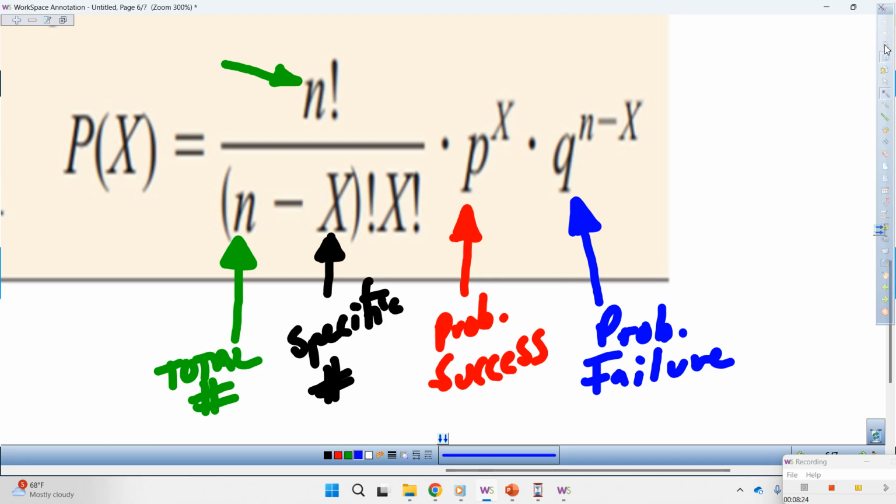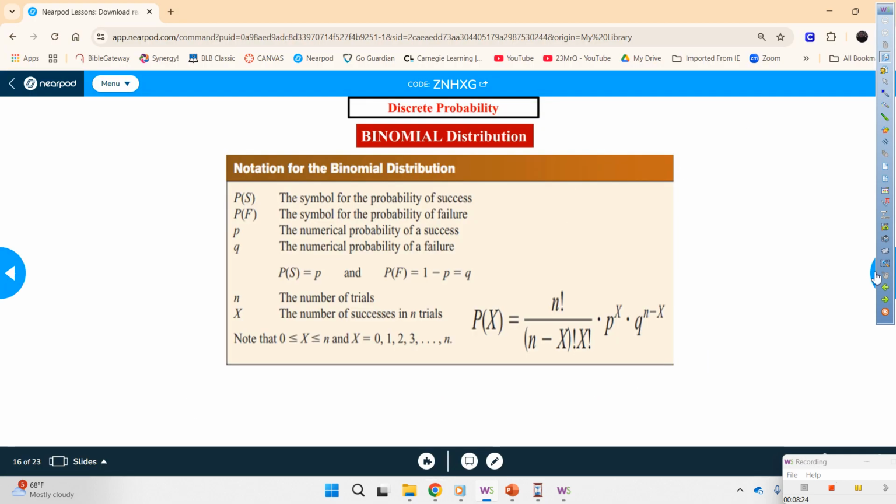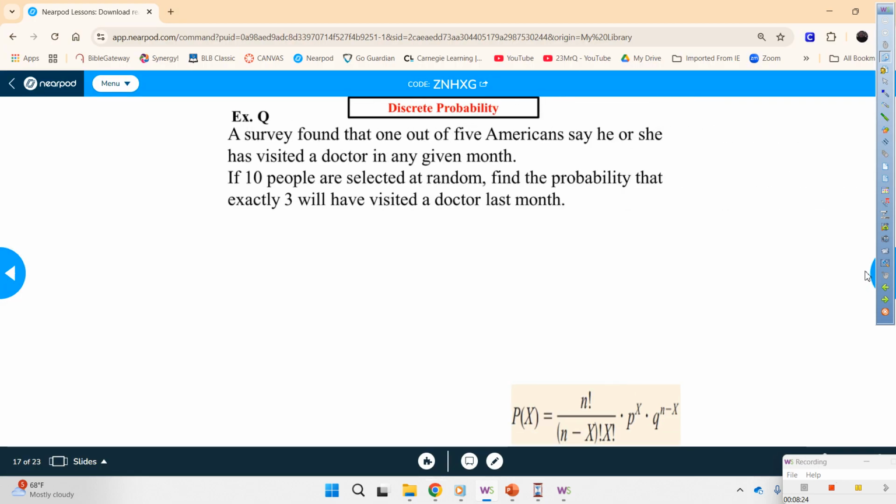All right. So, let's get on with it. Here we go. Here goes our first problem. Example Q. Copy that one on your notes, please. Let me read it out loud as you copy it, so at least you can have one example of this binomial distribution. And it reads, a survey found that 1 out of 5 Americans say he or she has visited a doctor in any given month. If 10 people are selected at random, find the probability that exactly 3 will have visited a doctor last month.